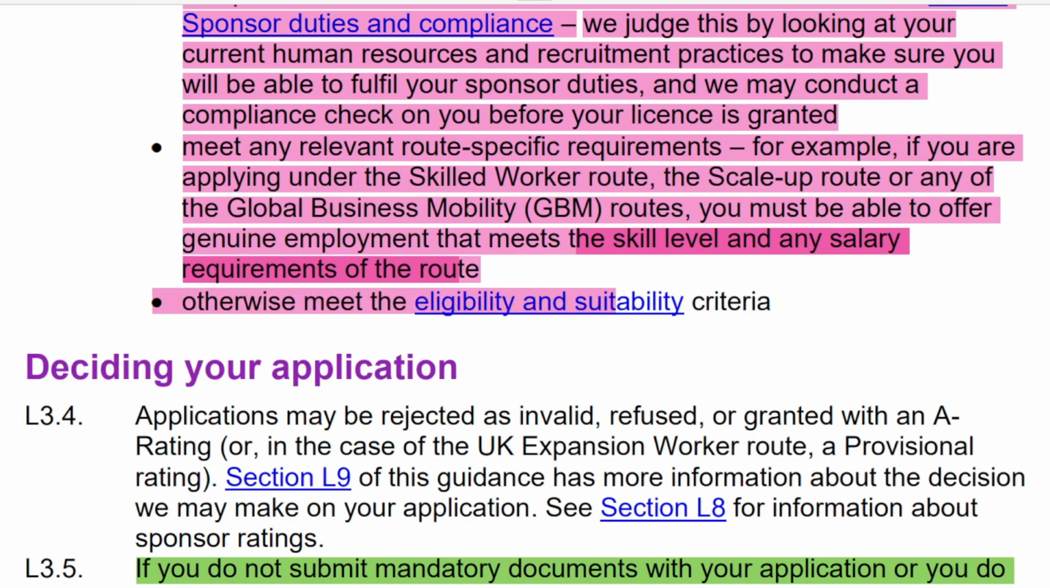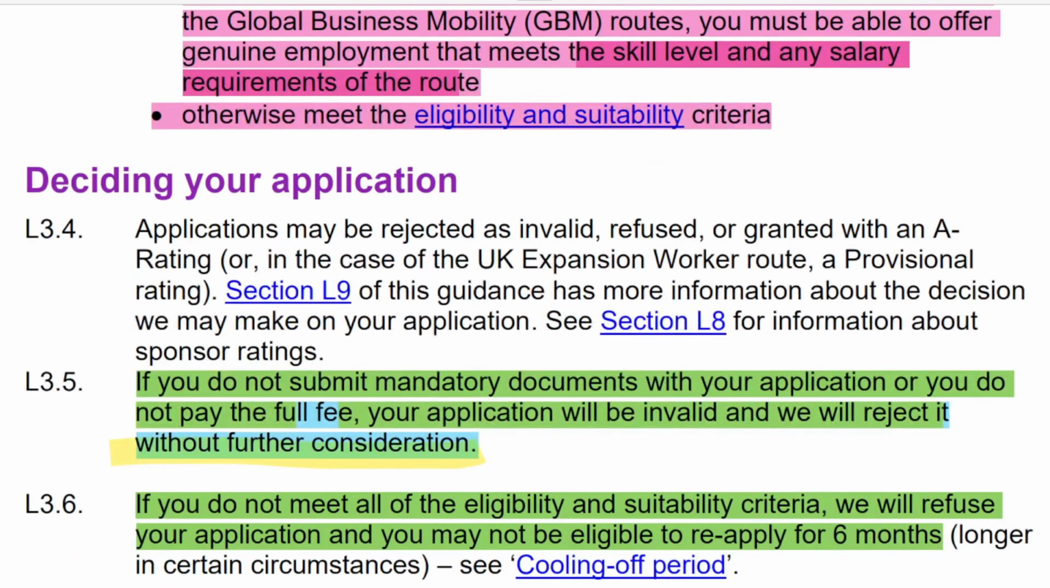Otherwise, meet the eligibility and suitability criteria. So that's another important part, that you must meet the eligibility and suitability criteria. In this video, it will come further what we mean by eligibility and suitability criteria.